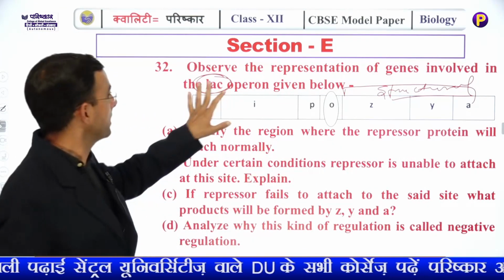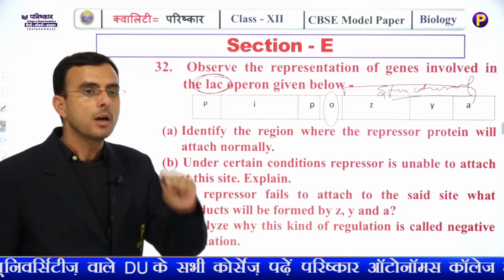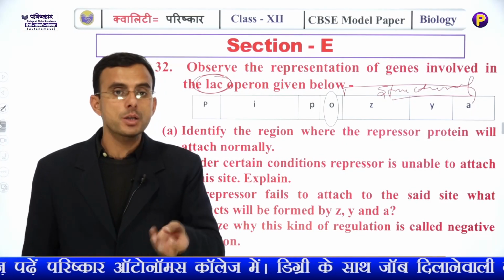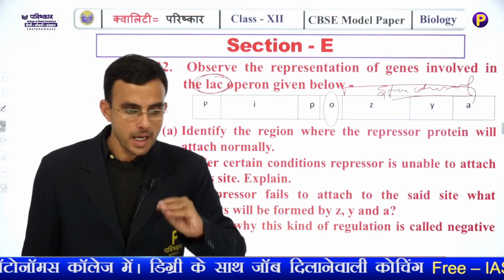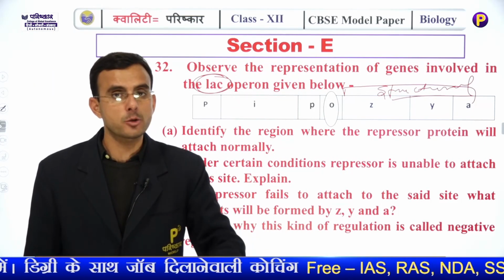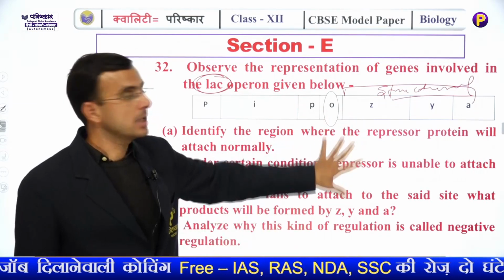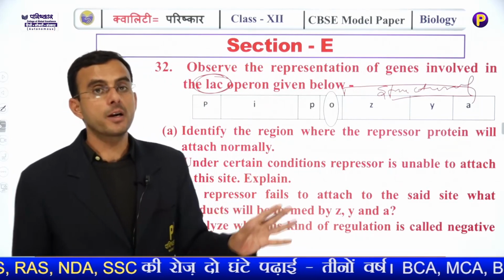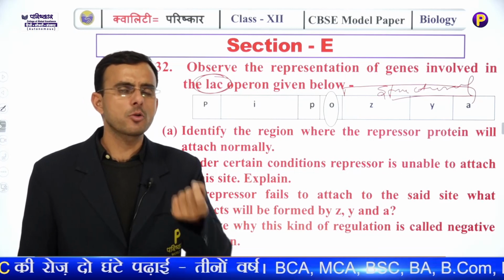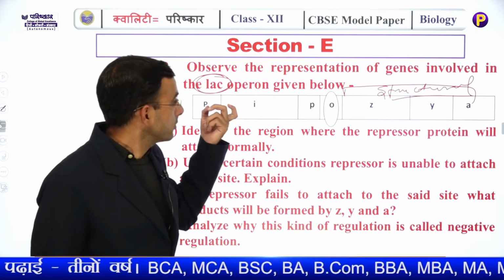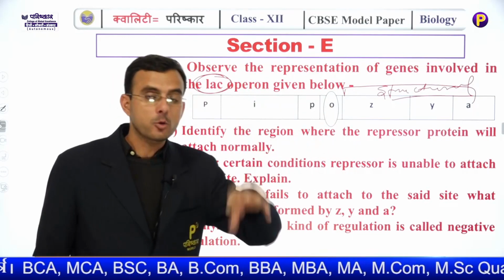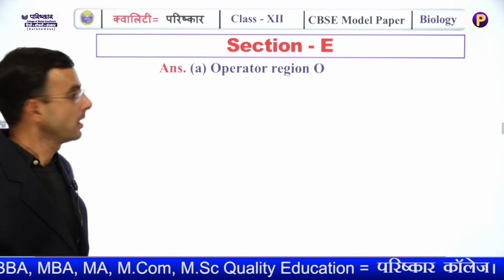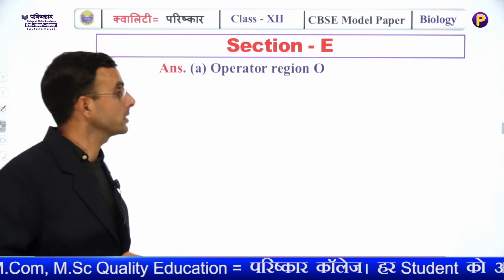Now look at this one. We are discussing the lac operon, that means lactose is utilized, lactose is degraded in the cell. Whenever lactose is present in the cell, at that time these genes are expressed. Otherwise this operon is in the off condition, because there is no lactose, so there is no degradation of lactose. To express these proteins, lactose must be present. So the first answer, A, is the operator region. The repressor always attaches to the operator.